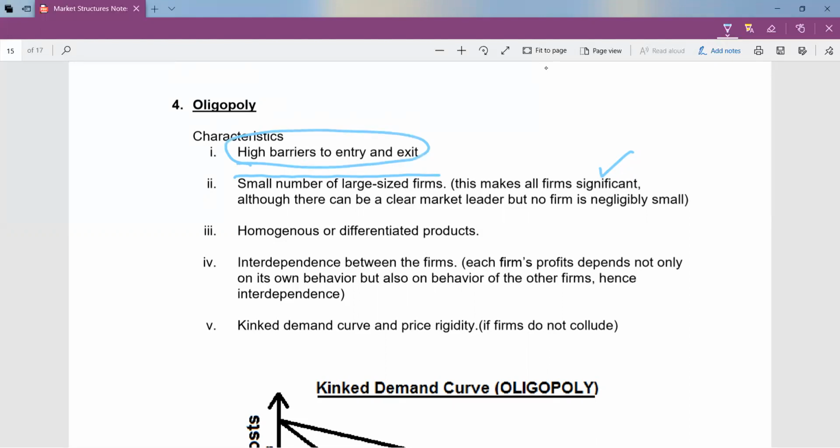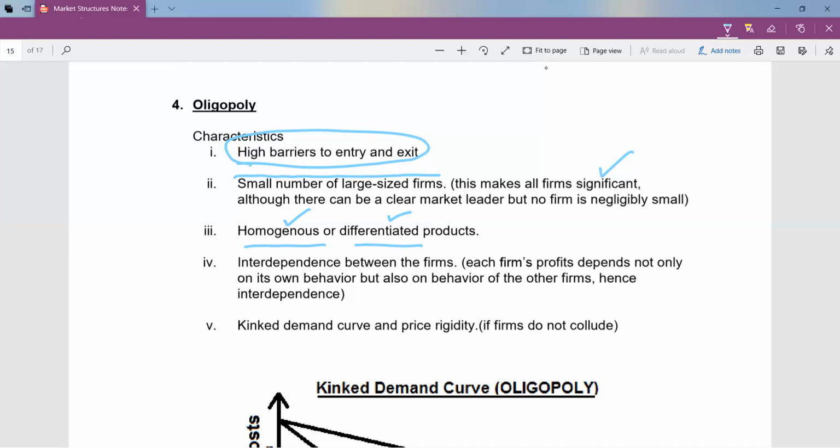The products can be homogeneous or they can be differentiated. If you take the example of OPEC, the Organization of Petroleum Exporting Countries, they are producing homogeneous products, and this is an example of an oligopoly. The airline industry is again an example of oligopoly, but they are selling differentiated products, because services provided by one airline are different from services provided by other airlines. So in oligopoly, firms can sell homogeneous products or they can sell differentiated products.